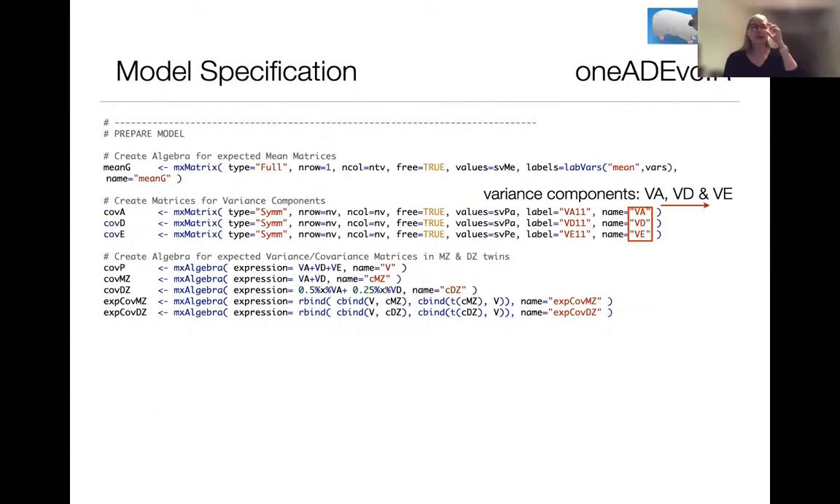So if we then look at what this looks like in the script, you see we have one mean G matrix that you'll see we'll reuse for both the MZ and the DZ groups. We have the three matrices for the variance components, and then we have all the algebras to generate the expected variance, the expected covariance, and then use R binds and C binds to put them together in 2x2 expected covariance matrices.